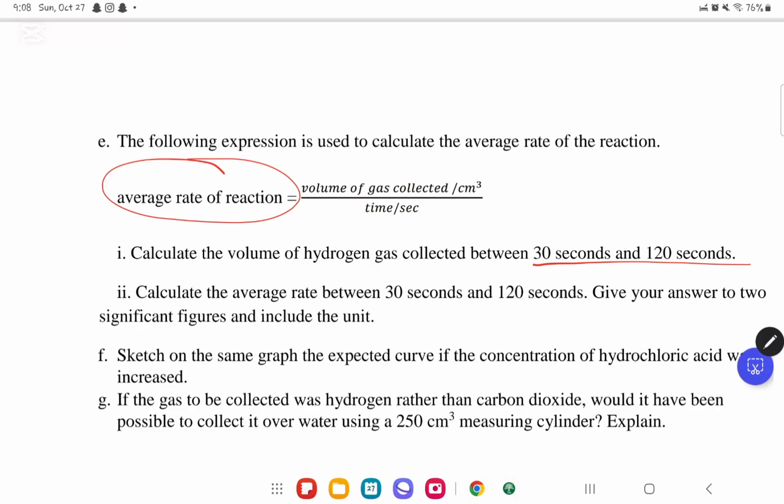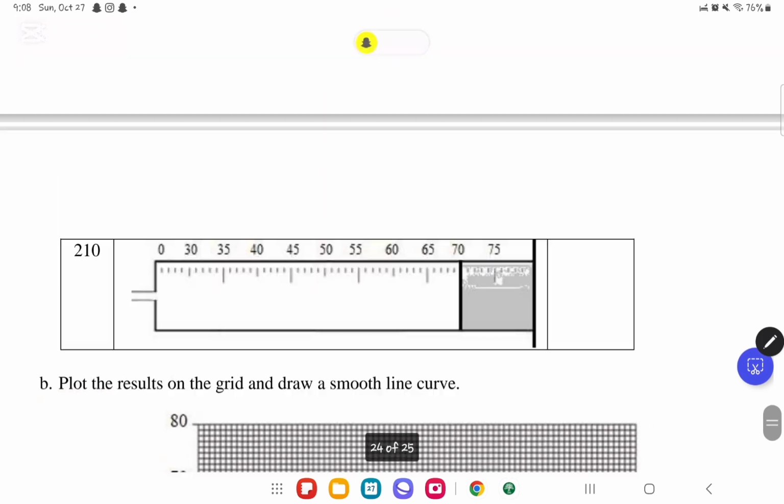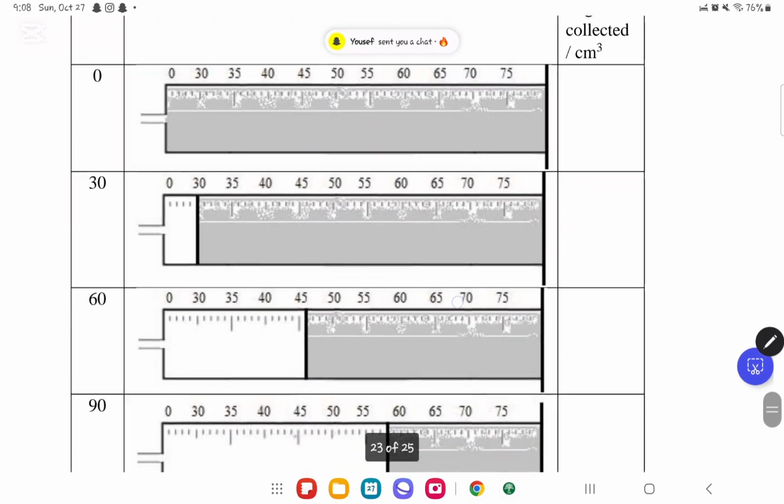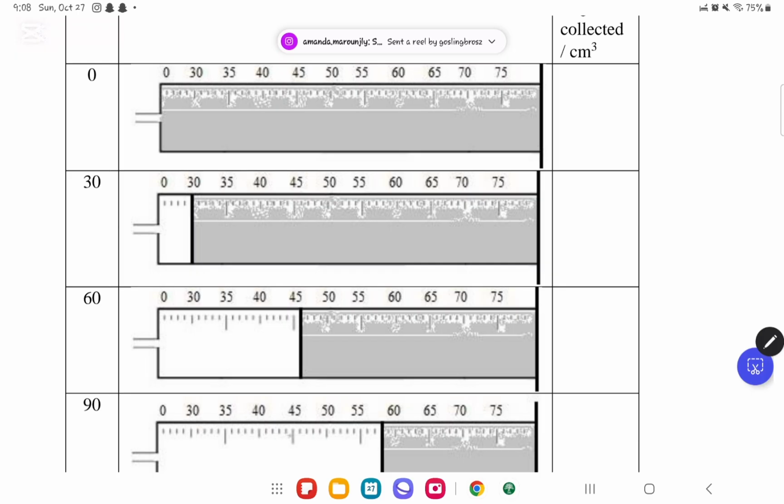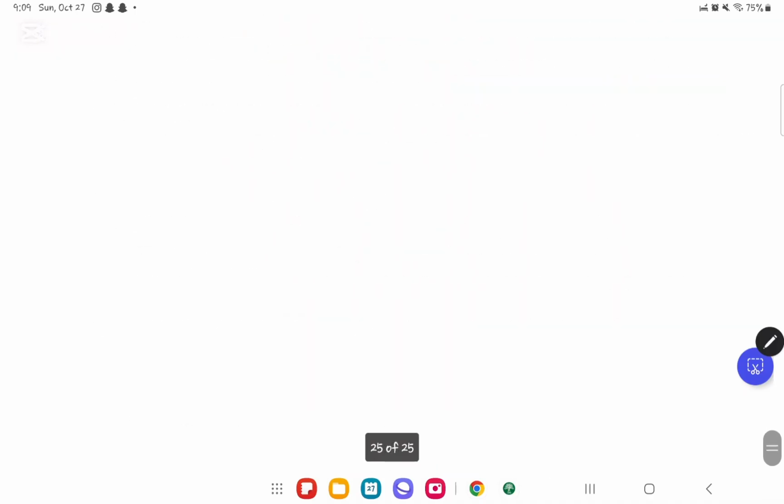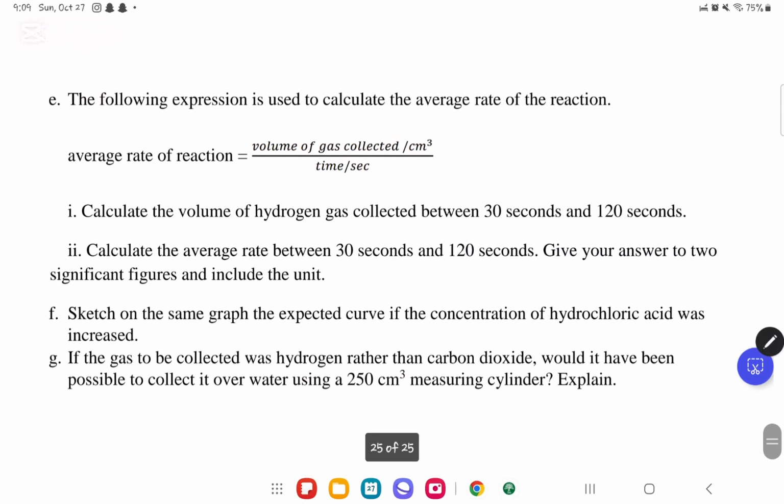To find the average rate of reaction, you're going to do the volume of the gas collected divided by the time. So, if we go up, we're going to see, for example, at 30 seconds, we collected a volume of 30. Okay, part E. The following expression is used to calculate the average rate of reaction, to calculate the volume of hydrogen gas collected between 30 seconds and 120 seconds.